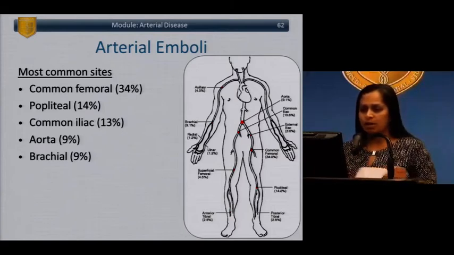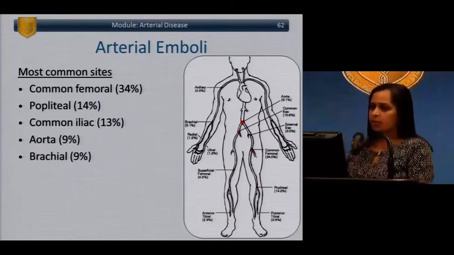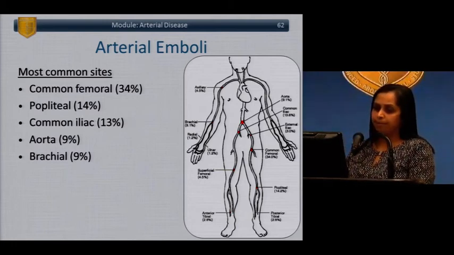So here are the most common sites of arterial emboli in this diagram. Again, as we mentioned, the most common site is common femoral, followed by popliteal.